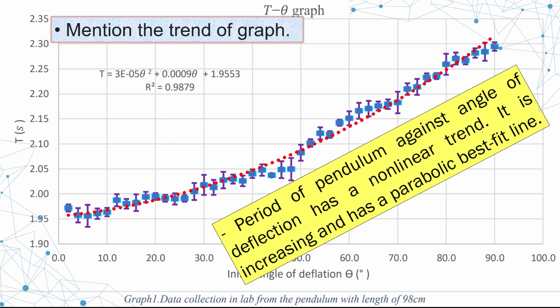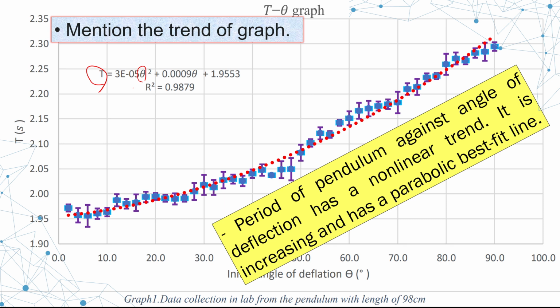Here, it could be like this. Period of pendulum against angle of deflection has a nonlinear trend. It is increasing and has a parabolic best fit line. You see the best fit line, the period versus the theta, the angle of deflection, is a second order equation. So it seems to be a parabola. So it's a parabolic best fit line.